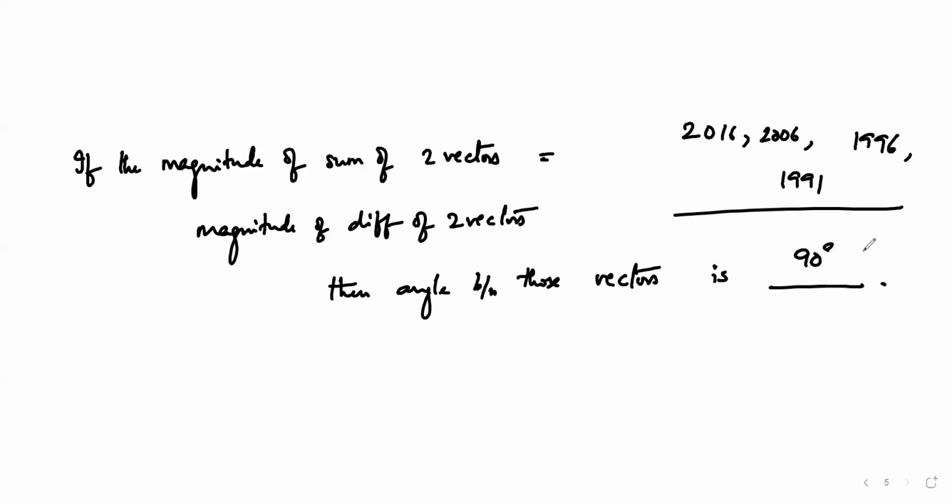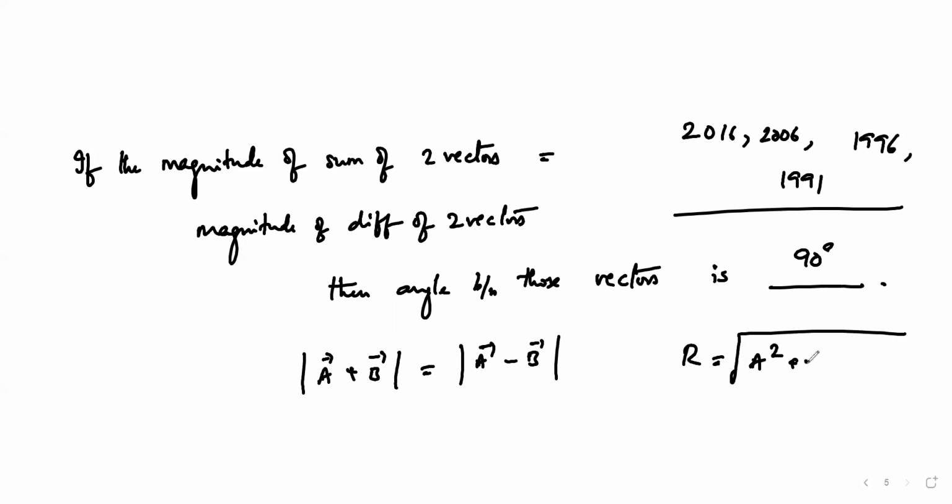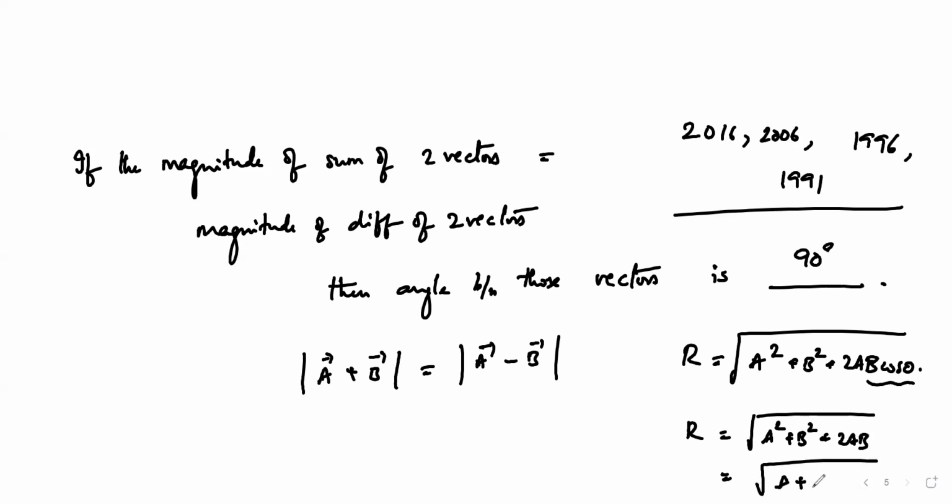If you want me to show, I will show, sir. For example, take the case of A plus B equals to A minus B. What is R, sir, in general? A square plus B square plus 2AB cos theta. See, theta is 90. Only then the resultant will be equal to root of A square plus B square plus 2AB. That means this is root of A plus B whole square. That means it is nothing but A plus B.